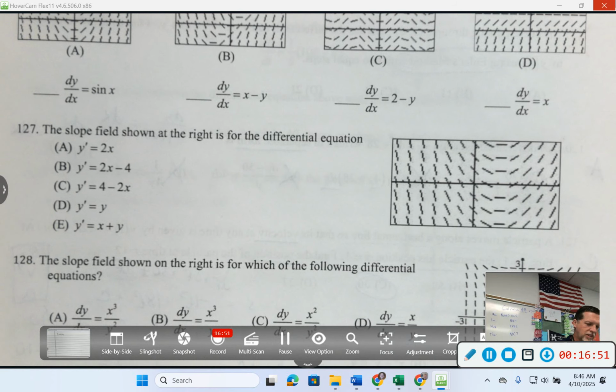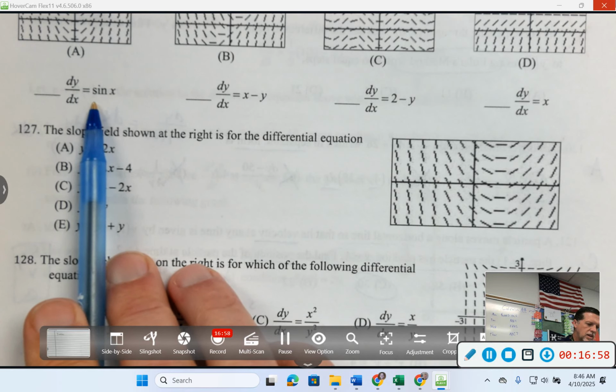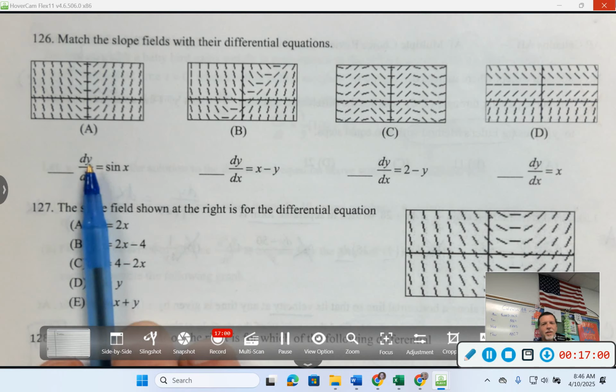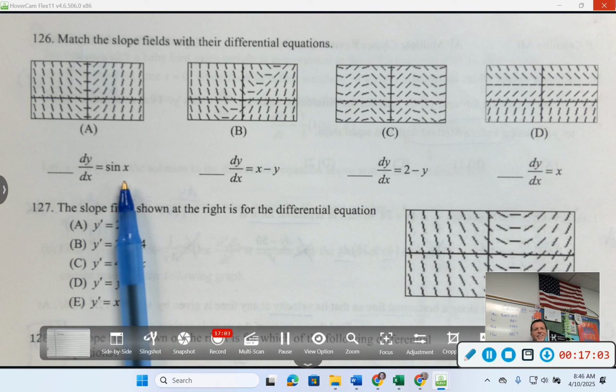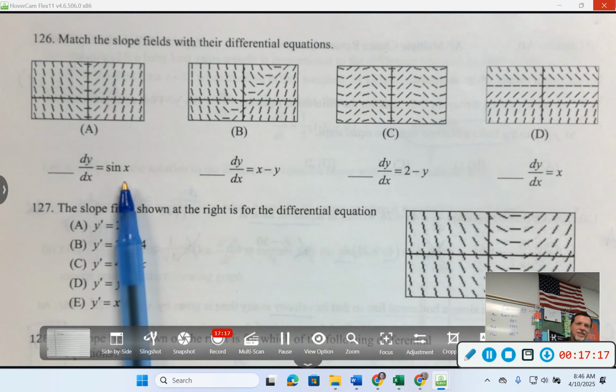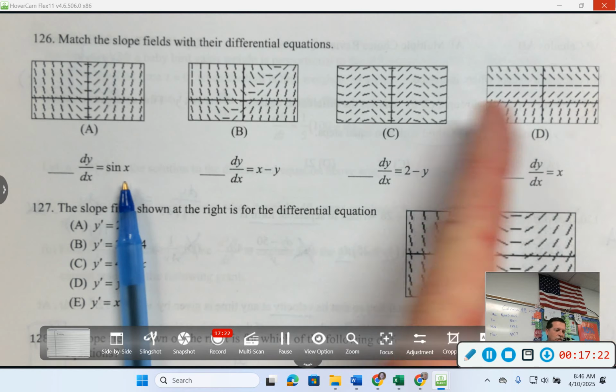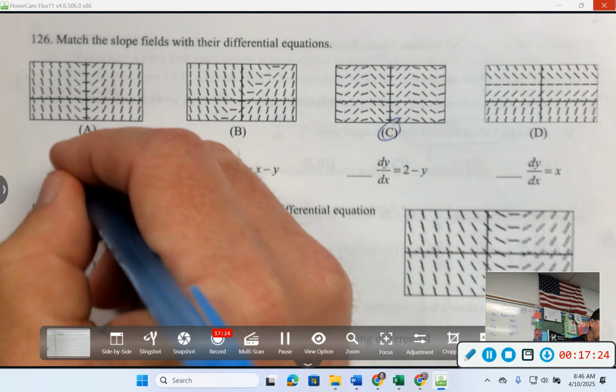Slope fields. Well, I think you can just... Which one of those looks like dy dx equals sine of x? I mean, there's only one of them that looks like a sine or a cosine. And I'd be worried about sine versus cosine. I'd have to be really careful. But none of those are even close to sine or cosine except for C.